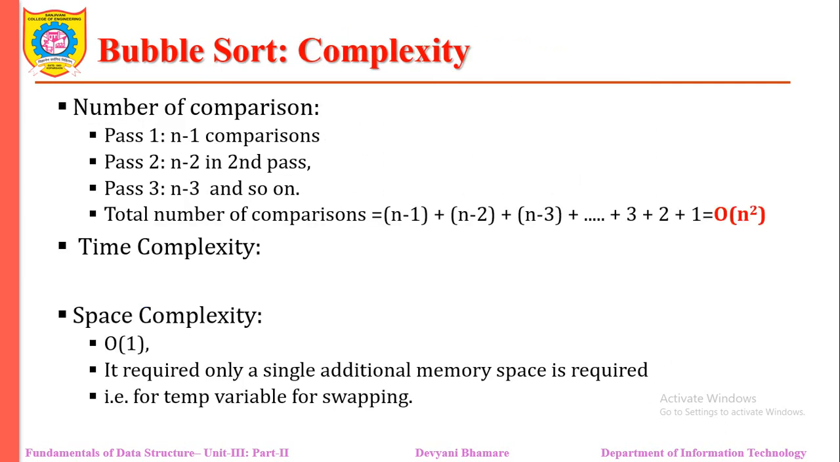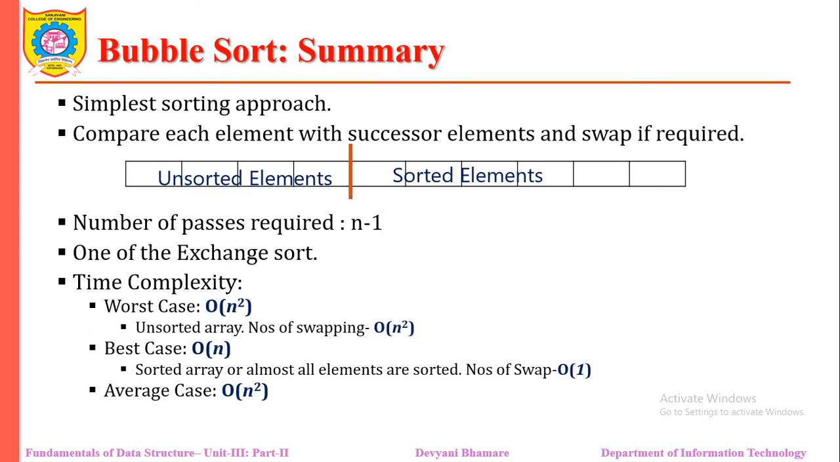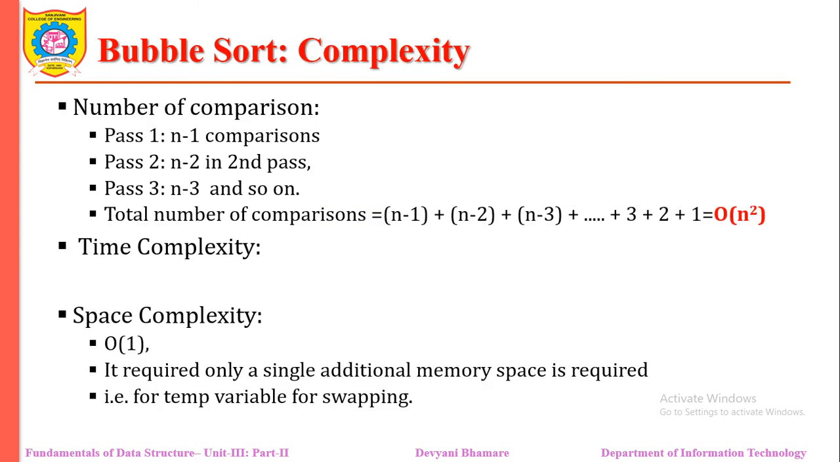So, if we think about the sorting complexity, if you have observed, in pass 1 there are n minus 1 comparisons. In pass 2, means in the second pass, there are n minus 2 comparisons. If we add them, we get that the total time complexity is big O of n square. And the space complexity is big O of 1, it requires only a single additional memory space, that is a temp variable, for swapping.